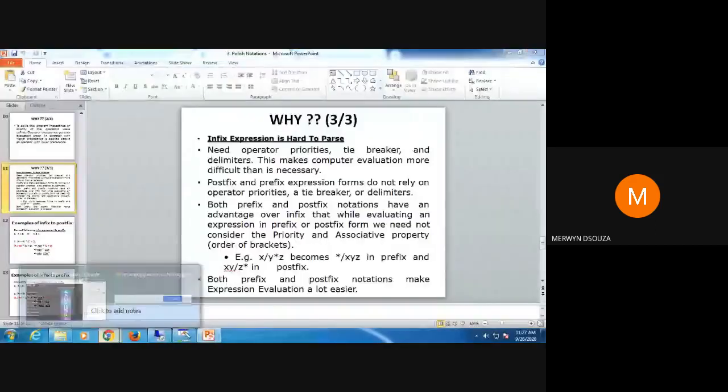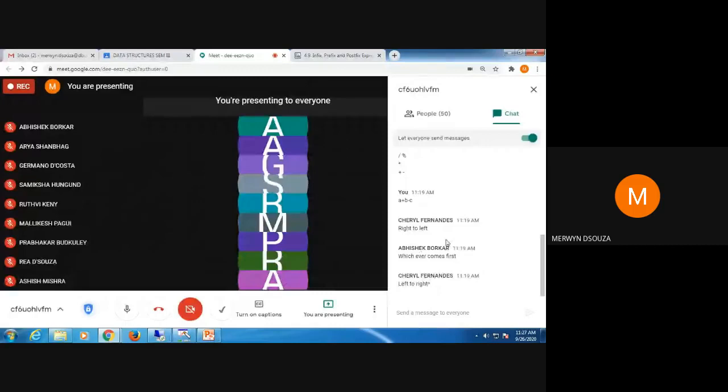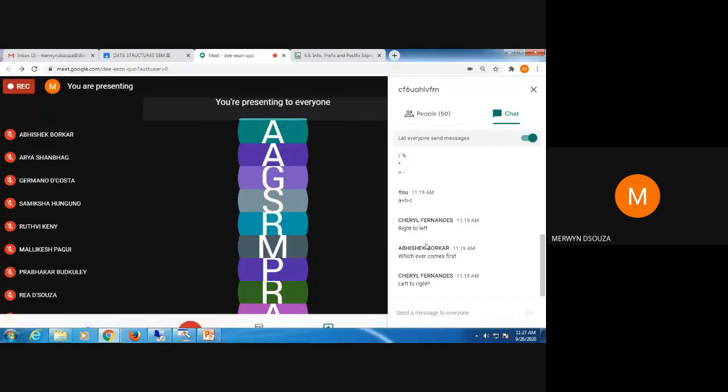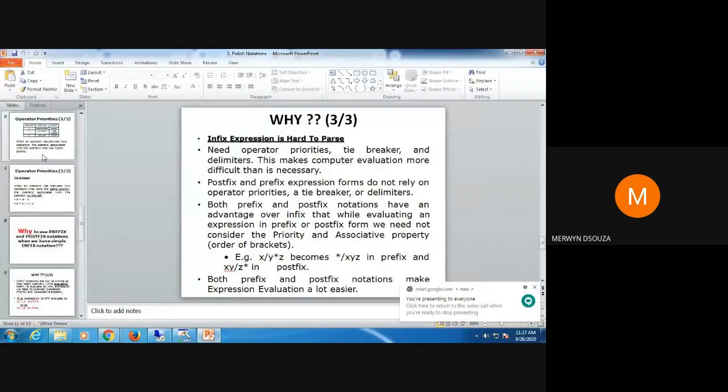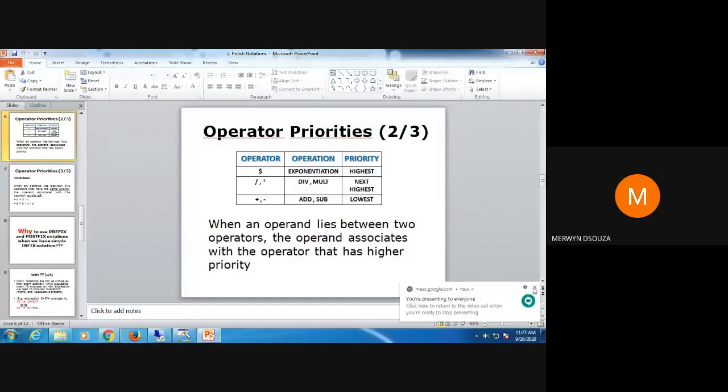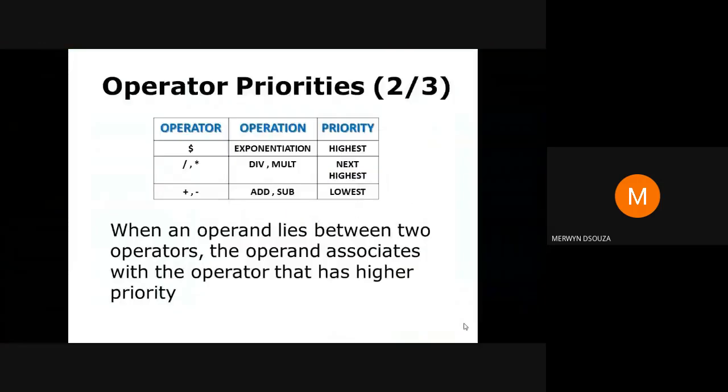So any doubts? I'll just look at the chat. If anyone has any doubts, you can type here. Have you all copied this table? I told you to copy it. If you have not copied it, just quickly copy it, because we'll be solving expressions for converting infix to prefix and infix to postfix, and at that time you need this table. It shows which has the highest priority and which has the lowest priority. And you can write that for the same priority, solve from left to right.